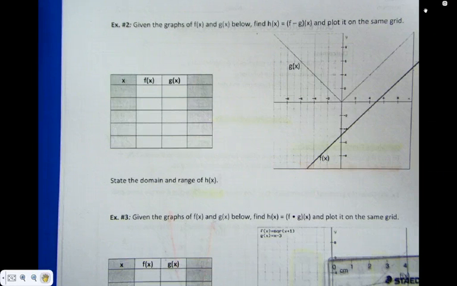Okay, turn and talk, 30 seconds. I want you to guess what's going to happen when we add an absolute value with a line. I meant subtract, even though I said add, because we're subtracting. What's going to happen when we subtract a line from an absolute value?